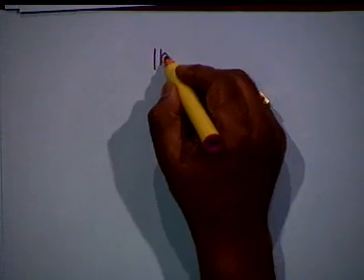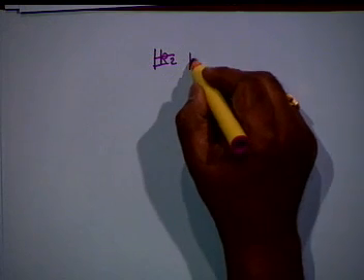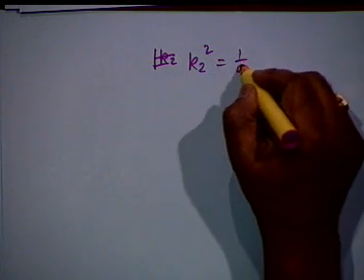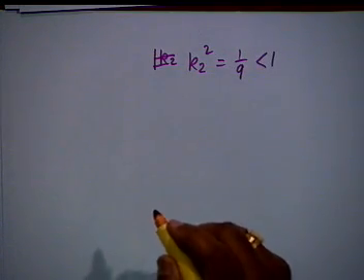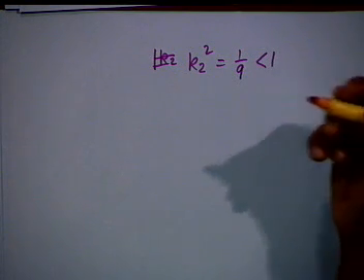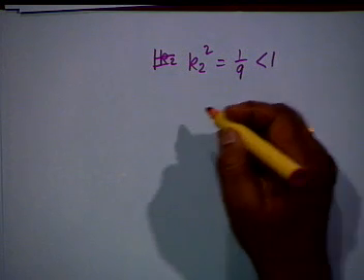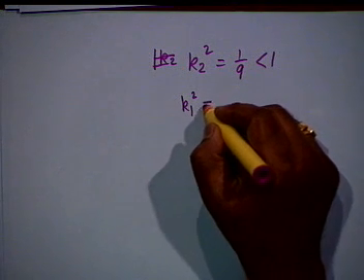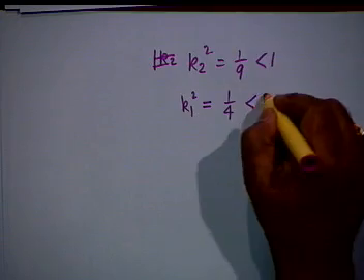Now, if we continue the test, I have completed. If we continue the test, then you get k2, I beg your pardon, k2 squared is equal to 1/9. Show, from the third order, you find the second order. Show that k2 squared is 1/9. This also verifies my calculation. And k1 squared is 1/4. This also is less than 1.